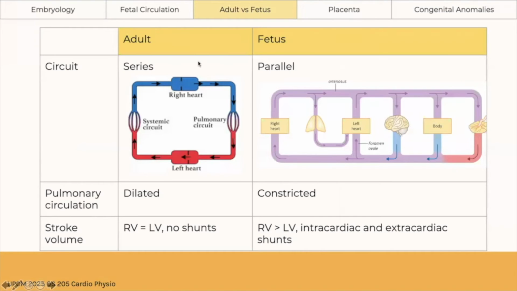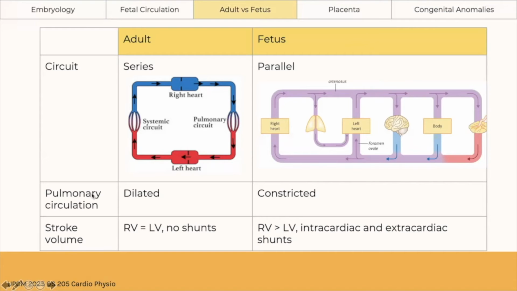So the adult has a series circulation, which means it's one way. However, for the fetus, it's parallel because there are a number of tracks which it can take, again afforded by the shunts that are present.